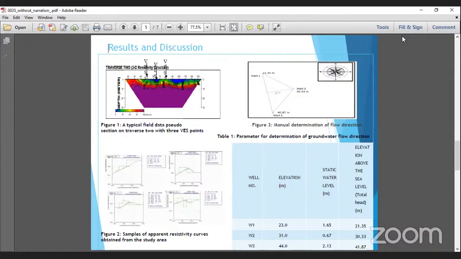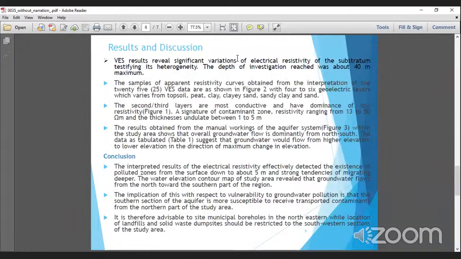For the results and discussion, VES results reveal significant variations of electrical resistivity of the substratum, testifying to its heterogeneity. The depth of investigation reached was about 40 meters maximum. The samples of apparent resistivity curves obtained from the interpretation of the 25 VES data are as shown in figure 2, with 4 to 6 geoelectric layers, varying from topsoil to sand. We have topsoil, clay, clayey sand, sandy clay, and sand.